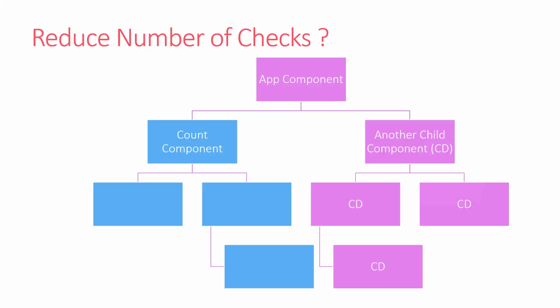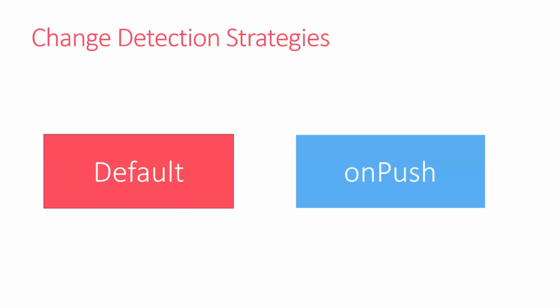We can do that using change detection strategies. There are two change detection strategies. One is called default, and one is called OnPush. If you do not do anything, you are working with the default change detection strategy. But if you want, you can change that to the OnPush change detection strategy. Now, what are the differences between these two, and when to use what? I'm going to explain it.